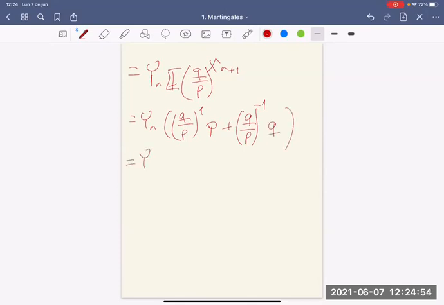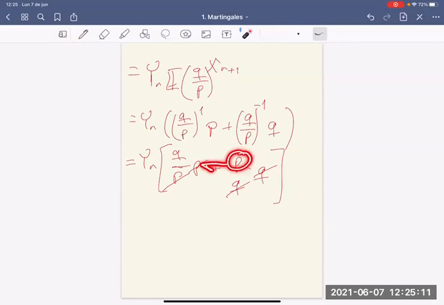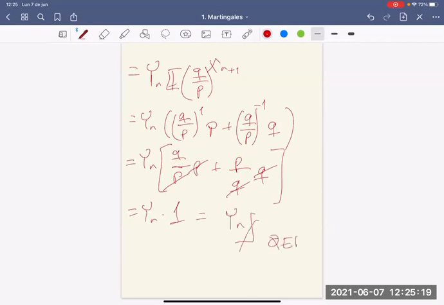And that is just yn, Q divided by P times P. This cancels out with this thing here. And this is just P divided by Q times Q. This thing cancels out with this other here. And I have that P added with Q is just a 1. So I have yn multiplied by 1. And I have yn, which of course, I wanted to prove.